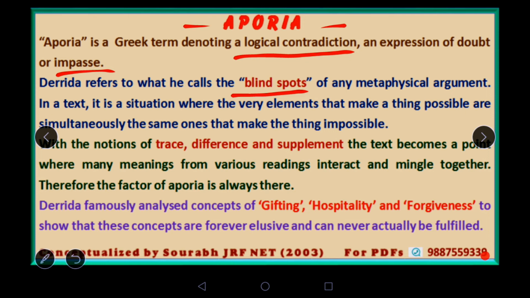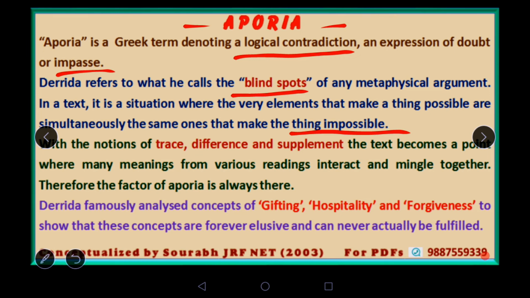What does it mean? That because of this hymen, pharmakon, difference, because of this endless chain of signification, we finally reach a point where it becomes impossible to go further. In a text, it is a situation where the very elements that make a thing possible are simultaneously the same ones that make the thing impossible. जब हम ये कहते हैं कि writing is derived from the speech, okay, ठीक है, logic हो गया, but when we have shown that speech has the quality which is derived from writing, then the whole hierarchy is reversed, and we are at our wits' end to find the ultimate.